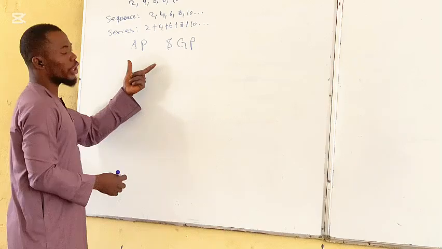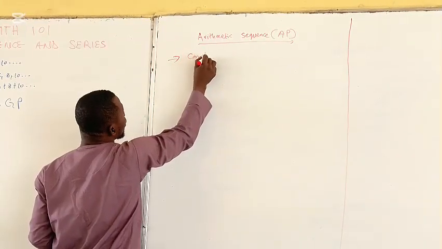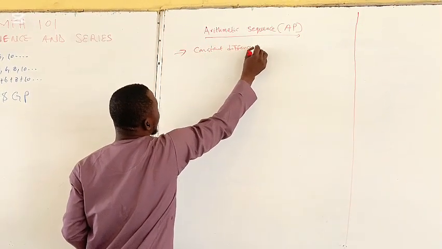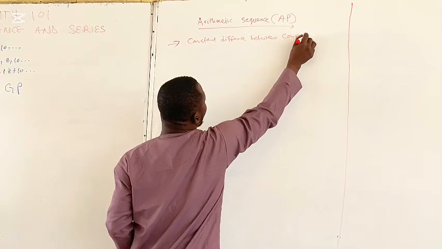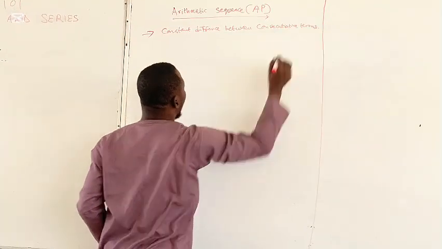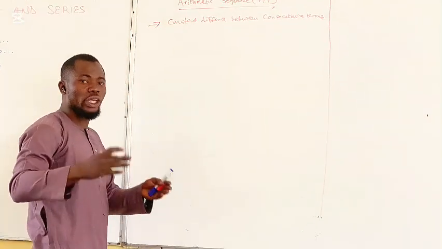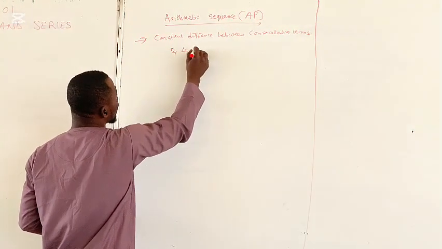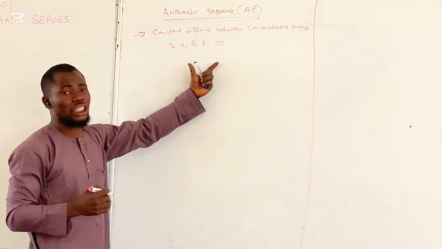Now, moving on to AP, that's arithmetic progression proper. This deals with a constant difference between consecutive terms. That is, the difference between each term is always constant. For example, if you have 2, 4, 6, 8, and 10, this is a typical example of arithmetic progression.